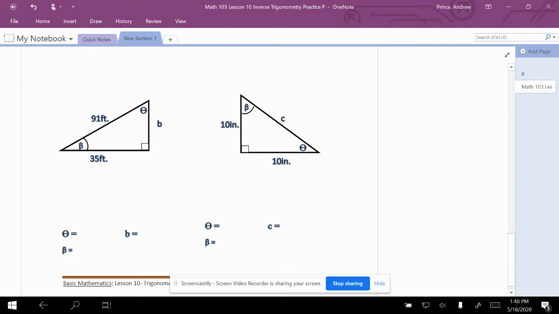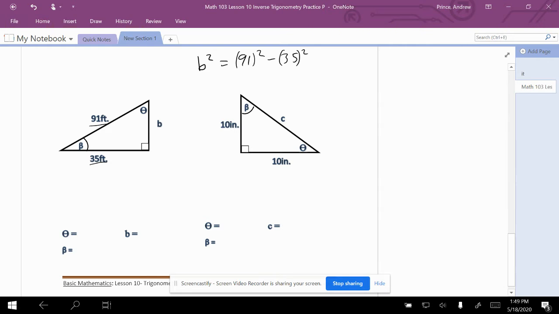So this time we're going to do an inverse trigonometry triangle with sides of 91 feet and 35 feet. And we're going to go ahead and just use the Pythagorean theorem to start it off with, to solve for b. So with our a squared plus b squared equals c squared, we know also that the missing b squared is going to be the same thing as c squared, which is 91 squared minus 35 squared.